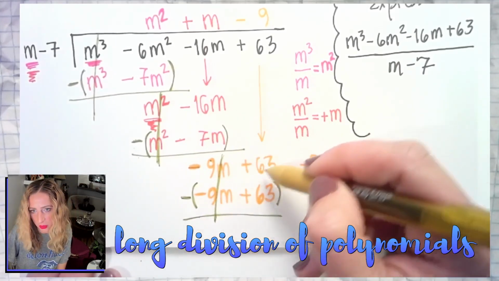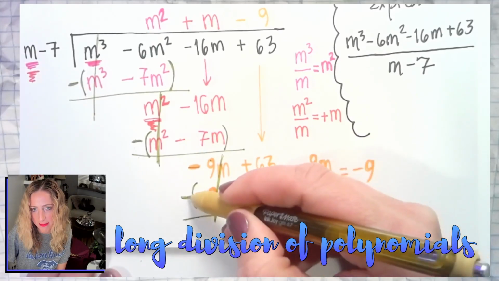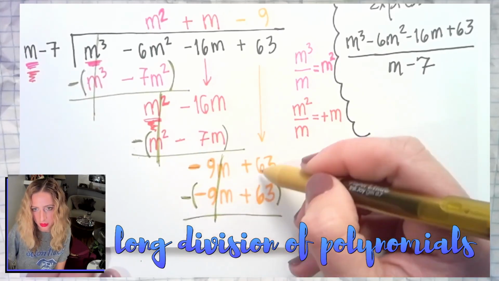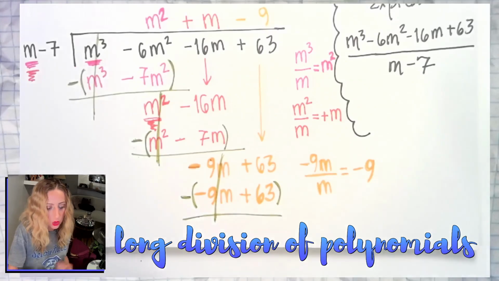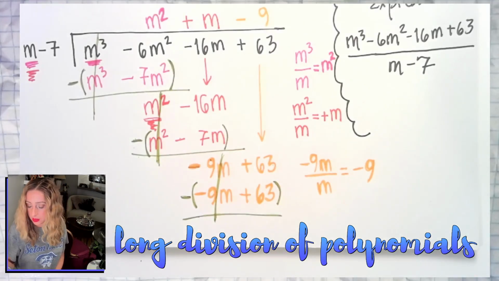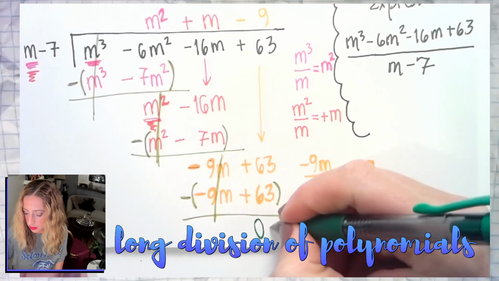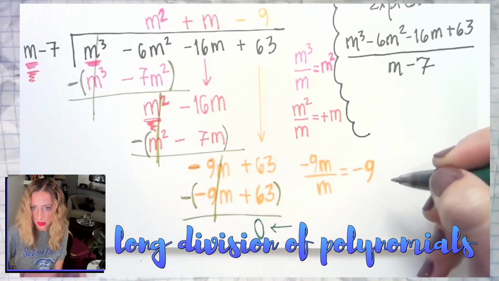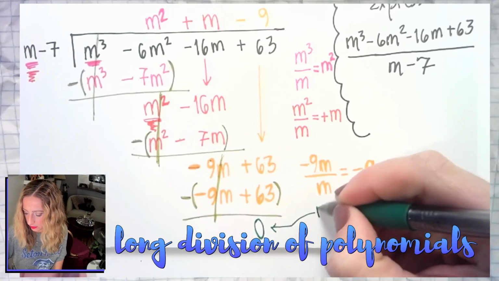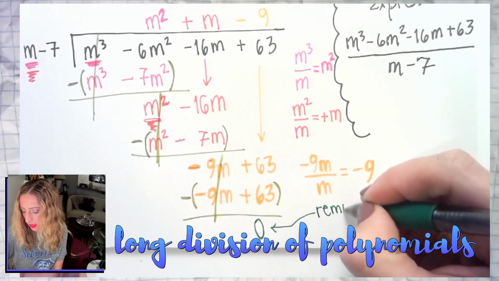Then what do we have? We have 63 minus positive, so just minus 63. What is 63 minus 63? 63 minus 63 is 0. This 0 down here is going to be, in fact, our remainder.